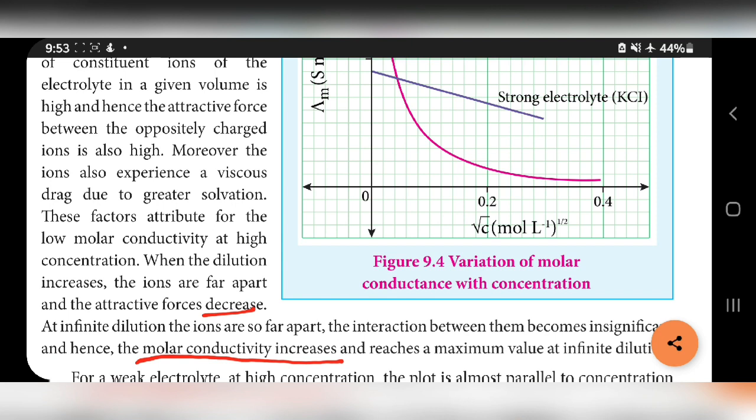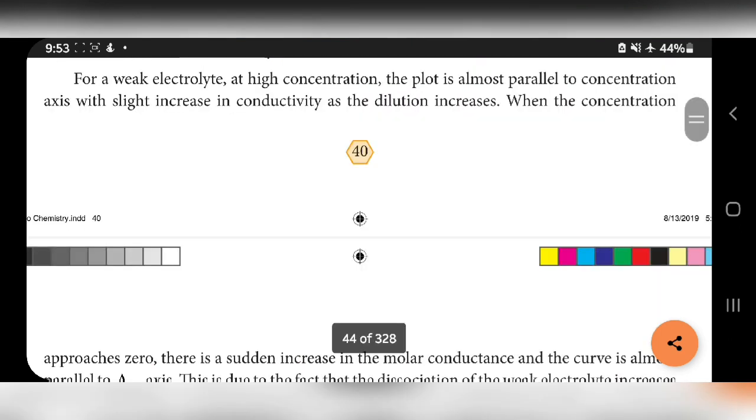Because at infinite dilution, ions are so far apart that the distance increases. Distance increases means interactions between them are small, insignificant. No attraction is present, so ions can move freely, and molar conductivity increases and reaches a maximum value at infinite dilution.